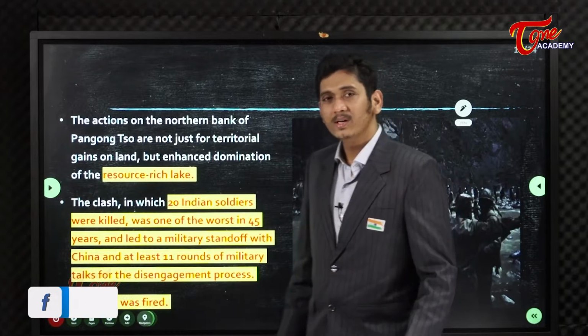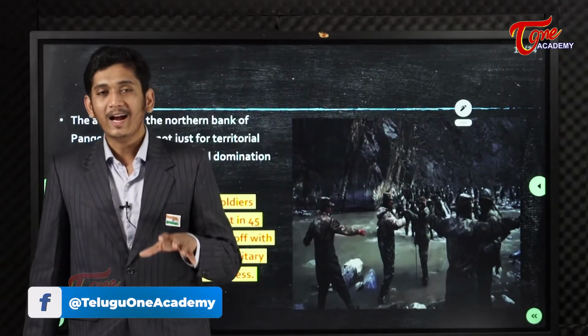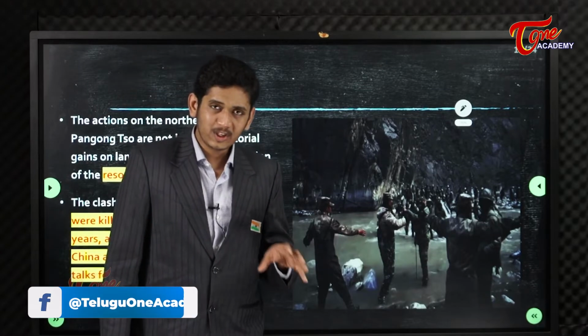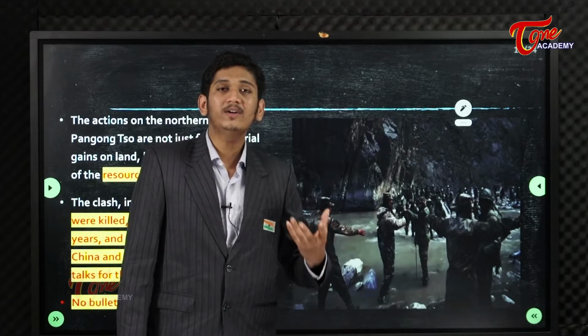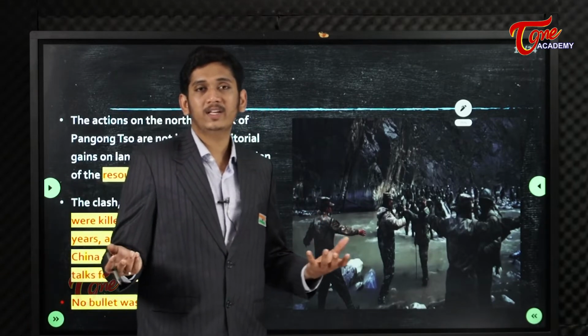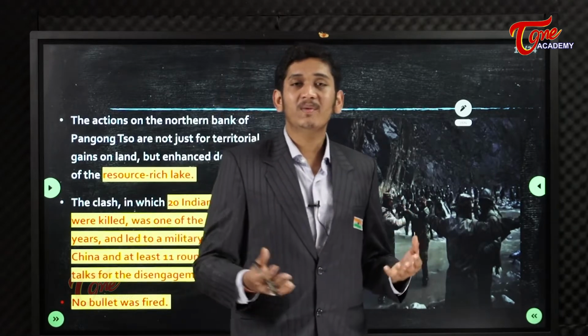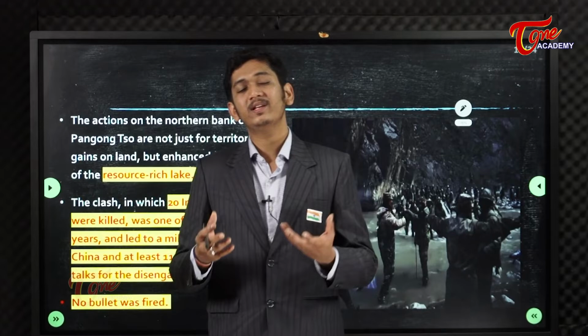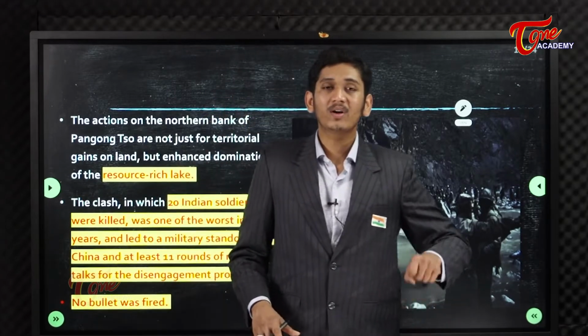So what happened was, this Pangong Lake is a resource rich lake, and there are also geological proofs that this lake contains a lot of reserves of natural gas. Now you know obviously the tactic of China, that it wants the whole lake so that it can extract all the mineral reserves and gas reserves within Pangong Lake. So it wanted to conquer the whole lake.